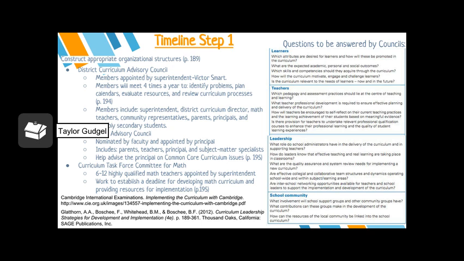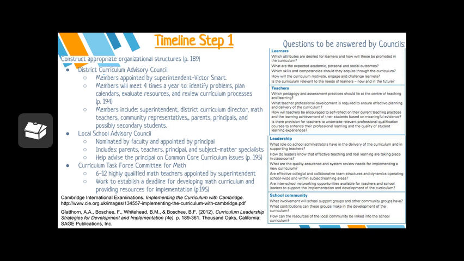Step 1. Construct appropriate organizational structures. One of those is the District Curriculum Advisory Council. Members are to be appointed by the Superintendent, Victor Smart, for this council. Members will meet 4 times a year to identify problems, plan calendars, evaluate resources, and review curriculum processes. Members will include Superintendent, District Curriculum Director, math teachers, community representatives, parents, principals, and possibly secondary students.